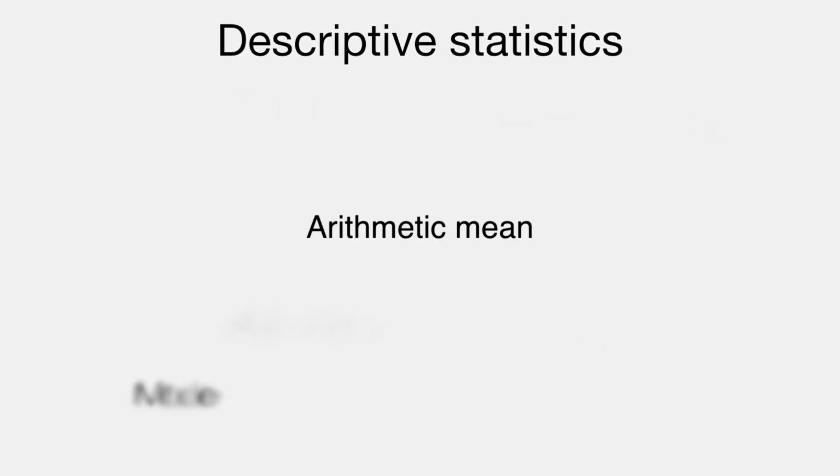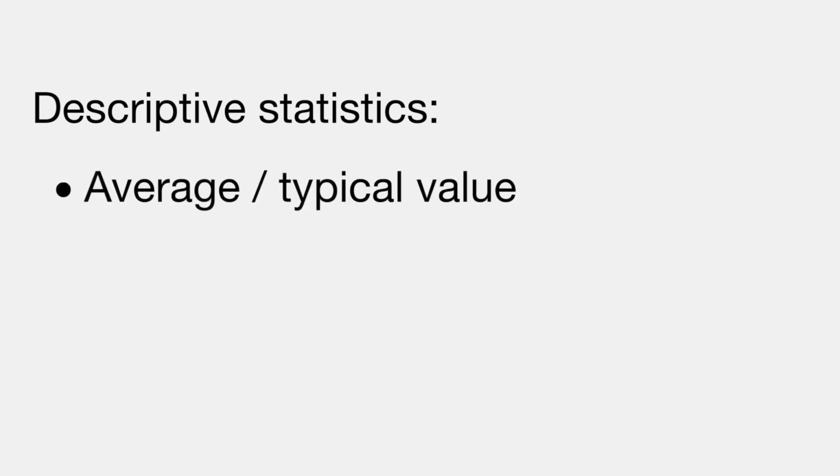We're not going into equations, as you have software for the calculations, but we need to know when to use which statistic. In principle, there are two groups of descriptive statistics. Those which describe the average or the typical value of your dataset, and those describing how much variability is in your data. Those statistics describing the average show you where your data is typically located on your measurement scale.